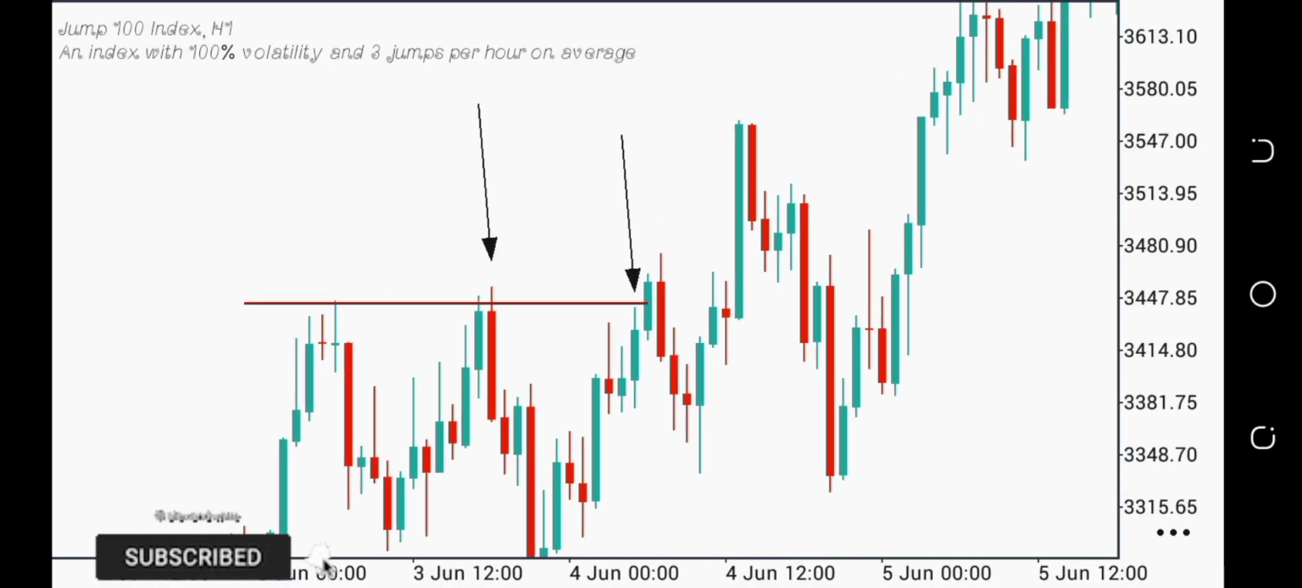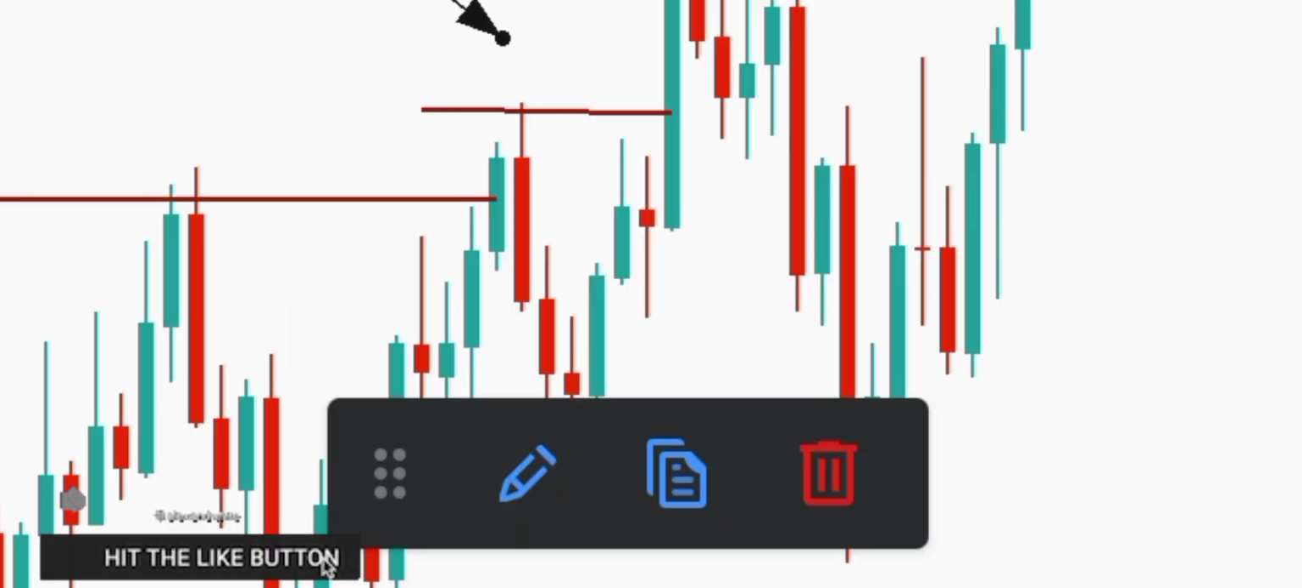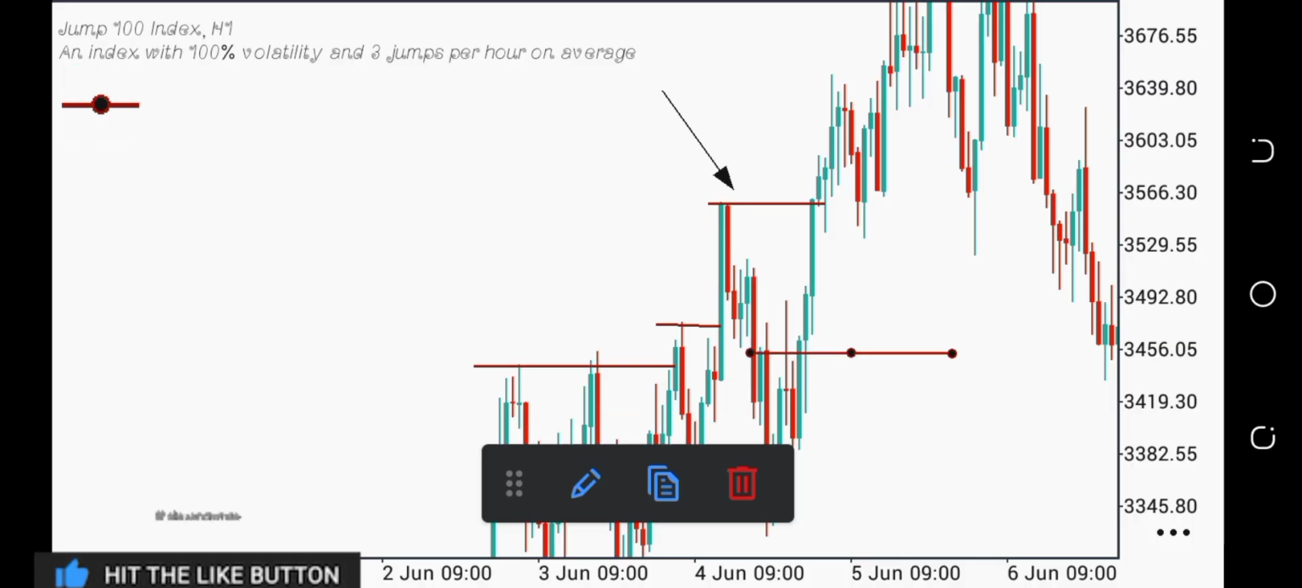Now let's map out another break of structure, a clear break of structure. Pay attention, watch.